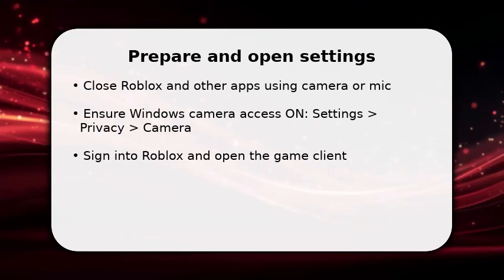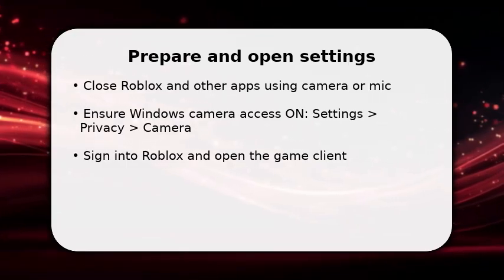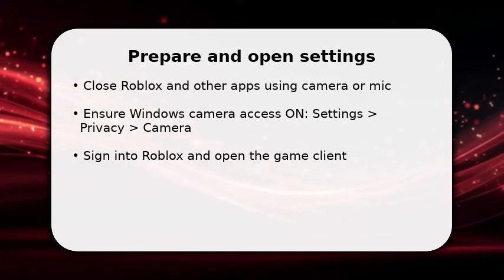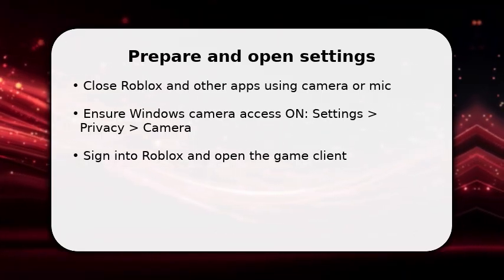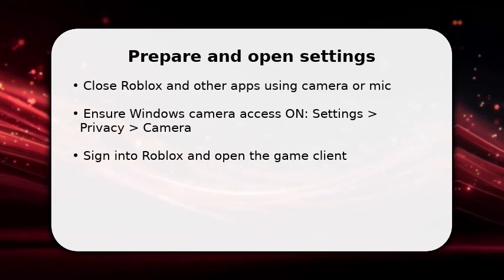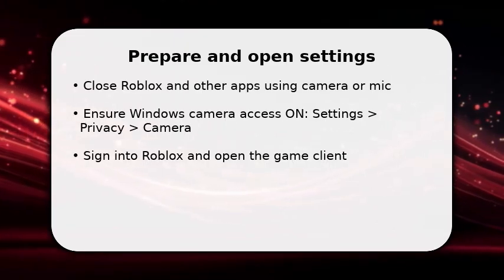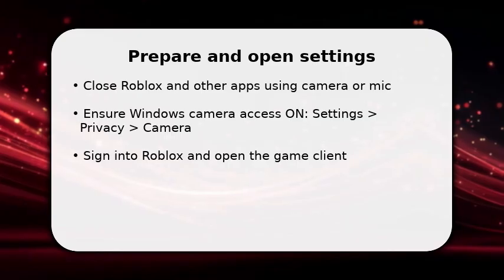Enjoy the video. You'll start by getting permissions and the game ready. This prevents conflicts. Close any app using the camera, then open Windows settings and enable camera access for apps. Once done, sign into Roblox and launch the exact game where the camera is misbehaving.